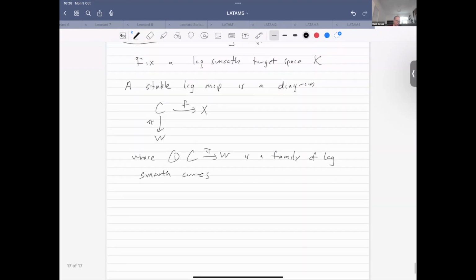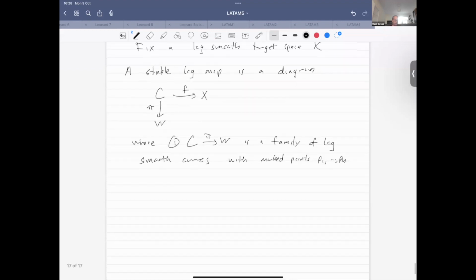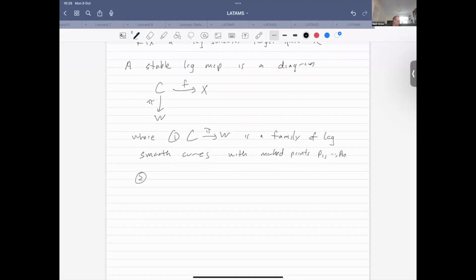And so with marked points P1 through Pn. And let me emphasize that the marked points here are intrinsic to the log geometry. We saw the marked points as points where the monoid Q jumps to Q plus N, and the log structure gets a little bit richer. And secondly, the underlying family of maps is a stable map in the ordinary sense.